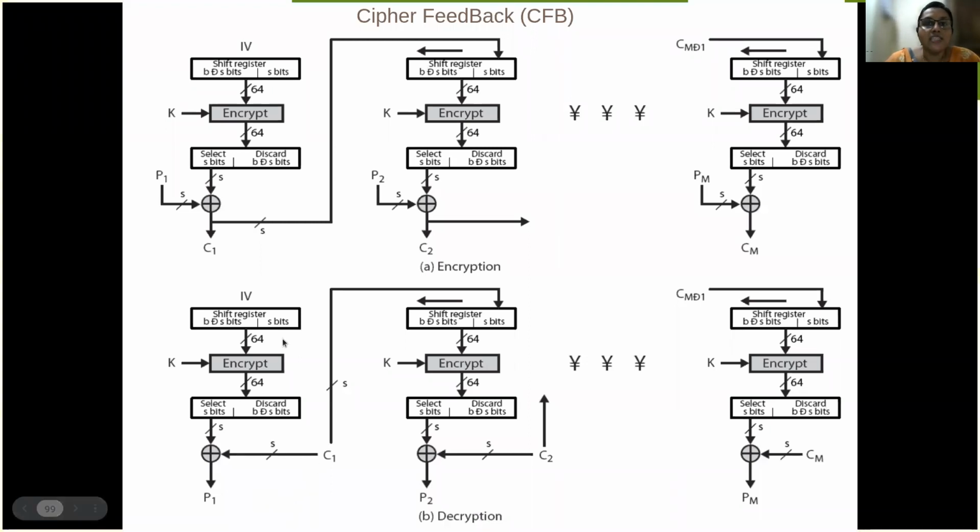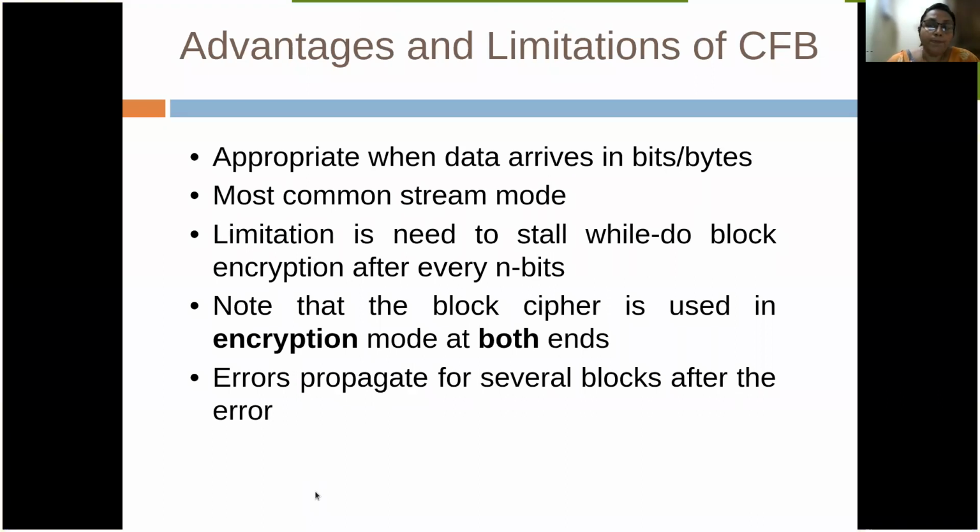Now in this case, the cipher is being fed back to the initial value for the encryption. In the next one, you have OFB, where the output will be fed back. We will be looking at that.